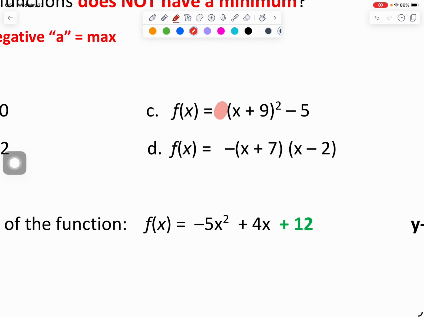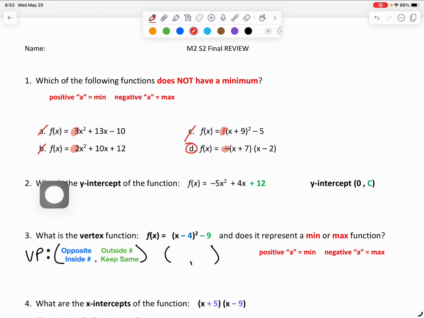Well, C, there's no one there, but remember, there's that imaginary 1 that's there that's positive, so get rid of it. And if we look at answer choice D, we have that negative there representing a negative 1, creating our maximum. Number 2, what is the y-intercept of the function?